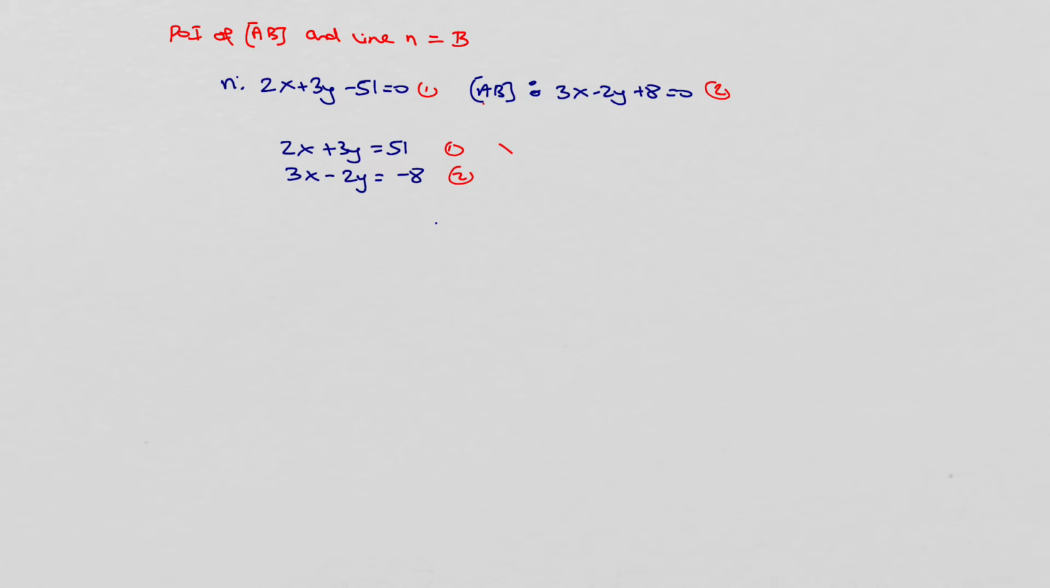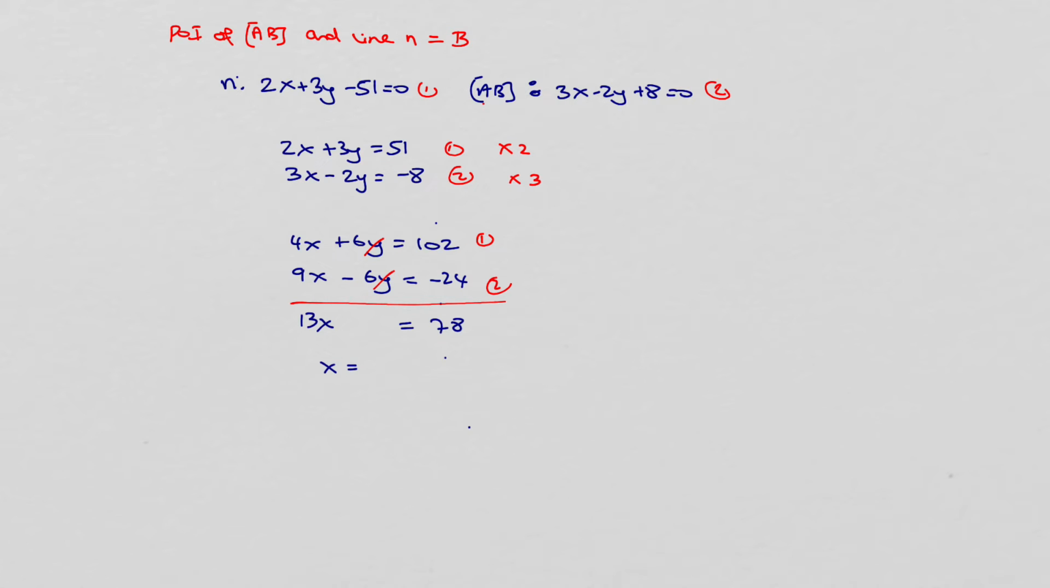I'm going to multiply the top line by 2 and the bottom line by 3 to eliminate y. So we have 2 by 2x is 4x, 2 by 3 is 6y, and 2 by 51 is 102. And then we have 3 by 3x is 9x, by 2y is minus 6y, and times 8 is minus 24. 6y minus 6y is 0. And then we have 4x plus 9x is 13x, and 102 minus 24 is 78.